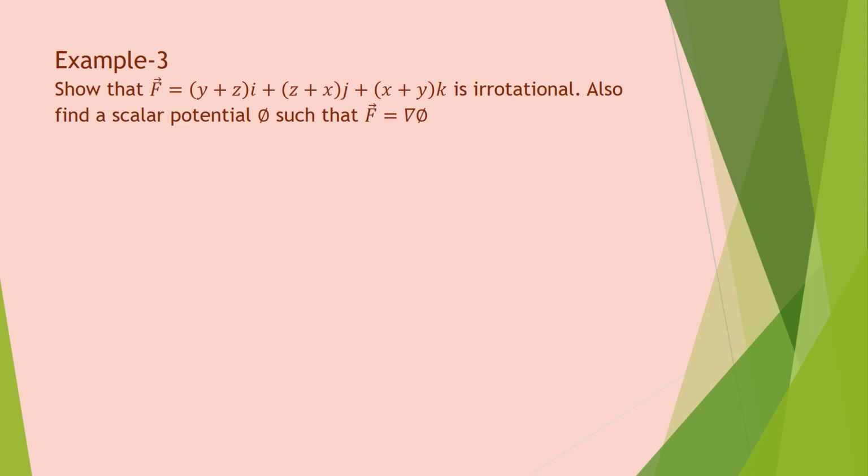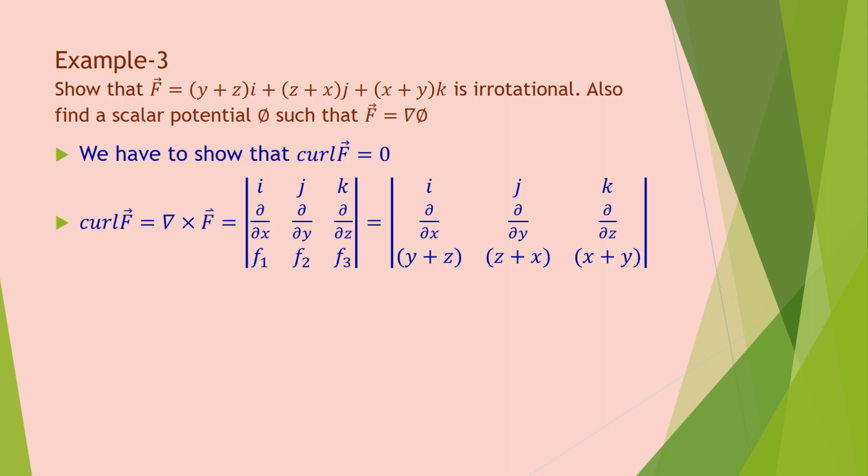First we have to show that the given vector is irrotational. To show that, we have to prove that del cross f is 0. So let me start from the definition. Del cross f, that is curl f, is equal to 0. The definition is written here, and we substitute for f1, f2, f3.